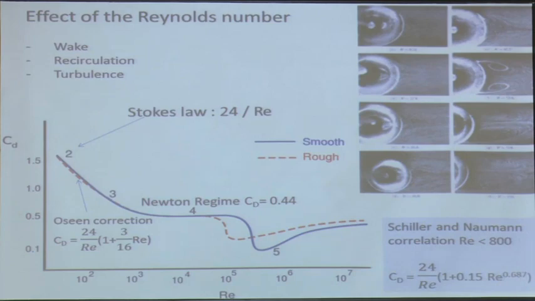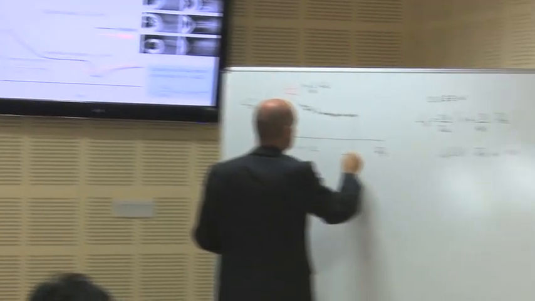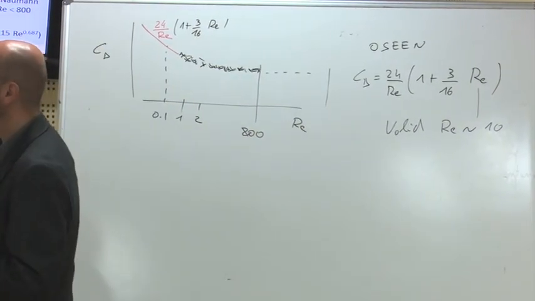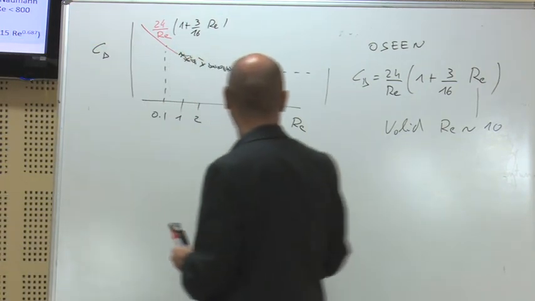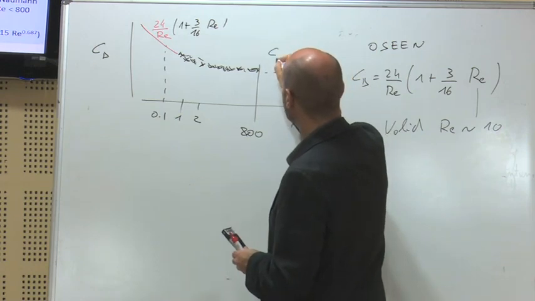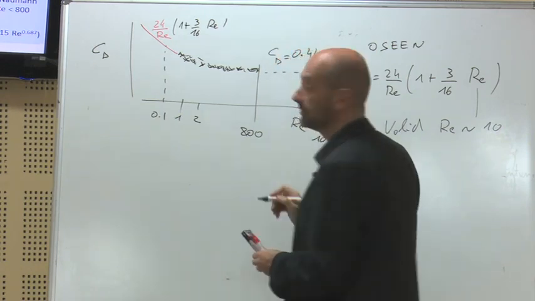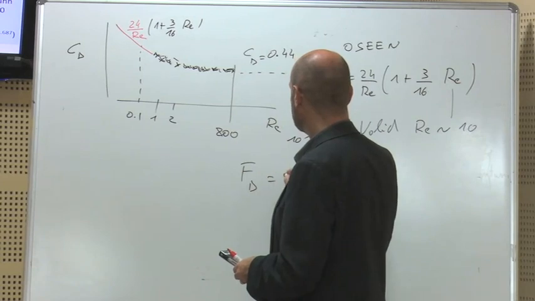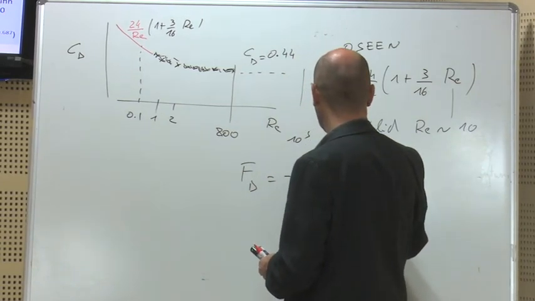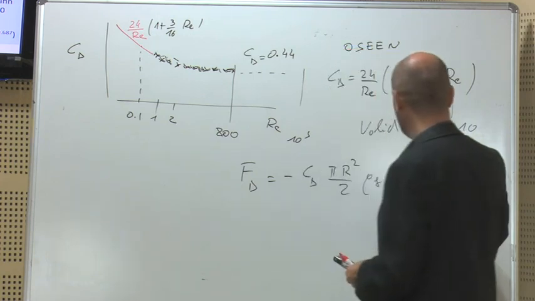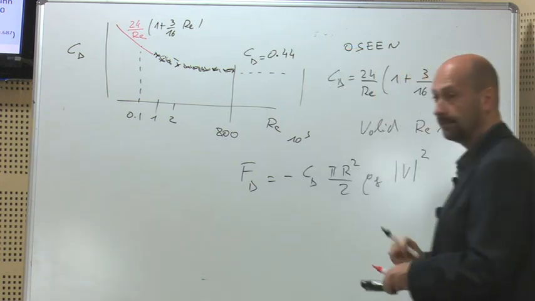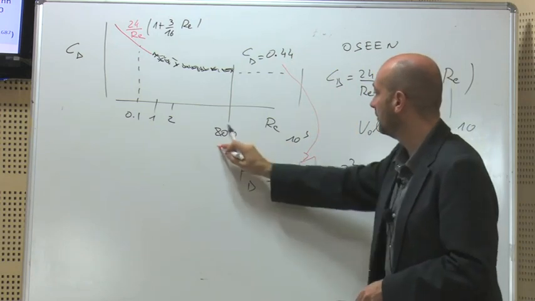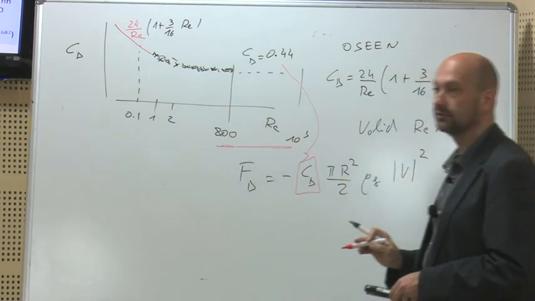So when you are in this regime, from 800 to, let's say, 10 to the 5, which is very large, you have CD equal to 0.44. It's almost a constant. And it means that the drag force FD, which is minus CD pi R square over 2 rho F V square, is becoming a constant over that range, between 800 and 10 to the 5.